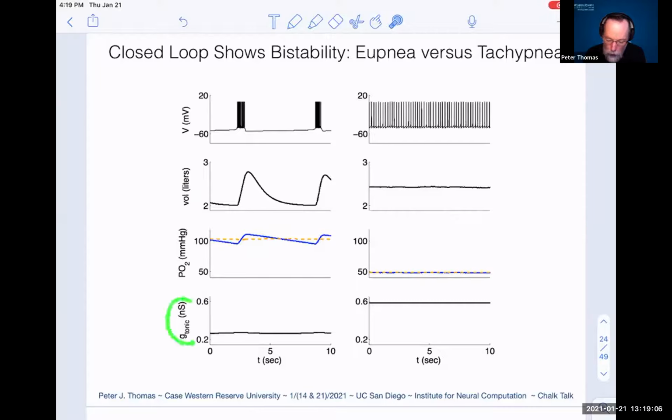That means that G tonic, which increases as the blood oxygen level decreases, goes up, and so you drive the system harder and harder. As a consequence, you continue to have poor gas exchange. And so you get this negative feedback loop, and you can get stuck in this tachypnea-like state.